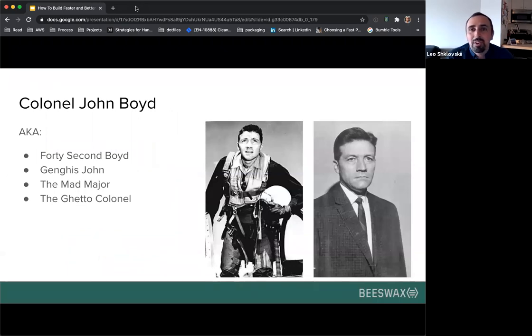Enter Colonel John Boyd. As you can see in the picture on the left, John Boyd was a fighter pilot. He earned some pretty intense nicknames: 42nd Boyd, Genghis John, Mad Major. He was a fighter pilot's fighter pilot. But as he got older and exchanged his flight suit for a business suit, he started thinking about what actually happened. Why was it that the US aircraft was much more effective when traditional dogma says the MiG should have been much better? What he realized was that the hydraulic controls actually made a huge difference. And he was the first to come up with what he called the OODA loop.